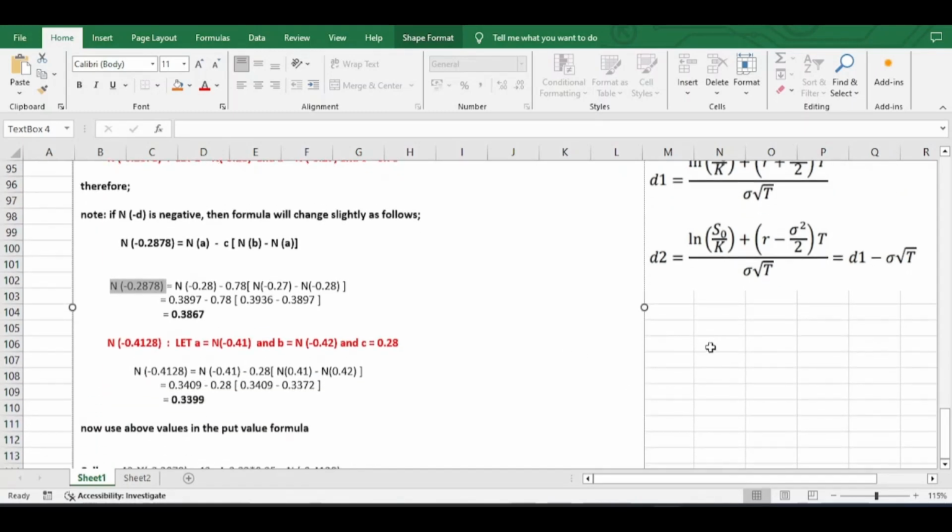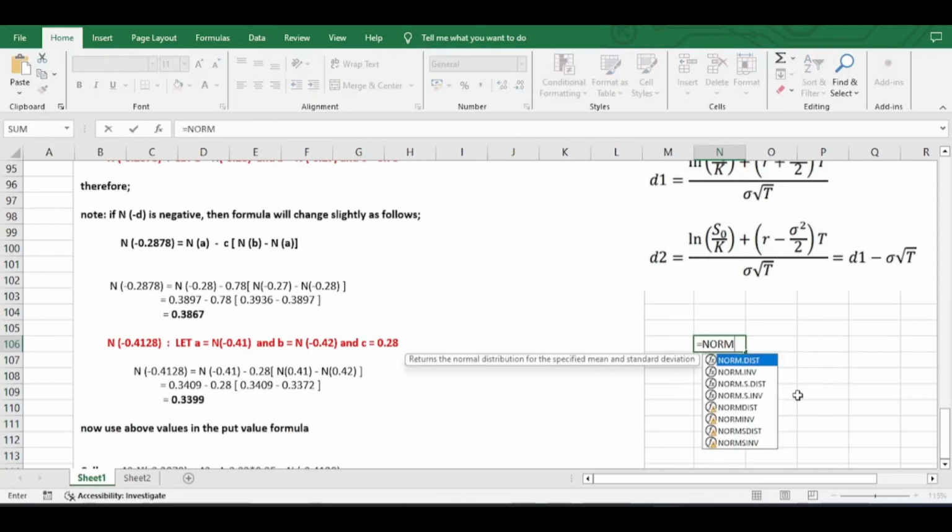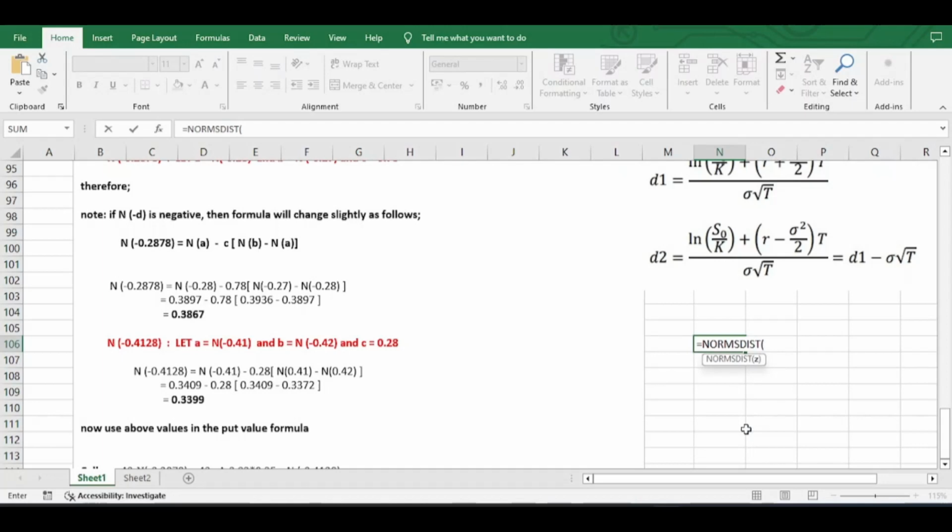Now let's double check that value using the Excel function. NORM.DIST equals negative 0.2878. Yes, your answer is correct. 0.3867.